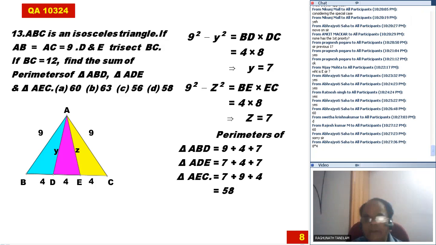9 squared minus y squared equals 4 into 8, 32. You get 58. It's a simple question. If I remember, x squared minus y squared equals BD into DC. We'll go to the next question.